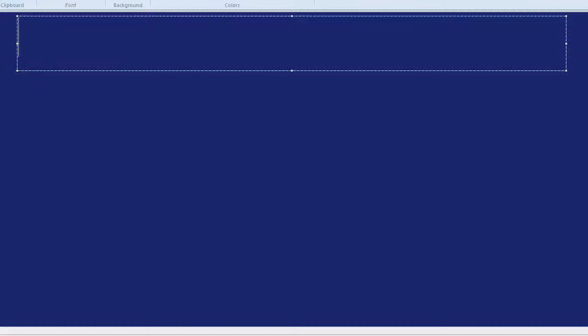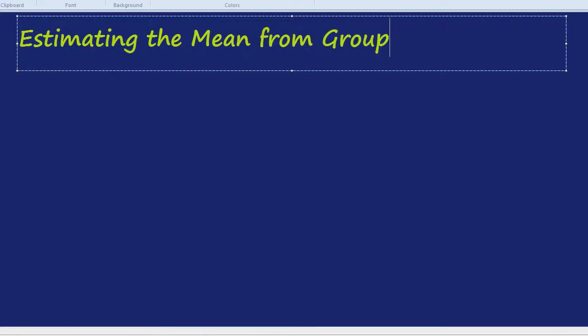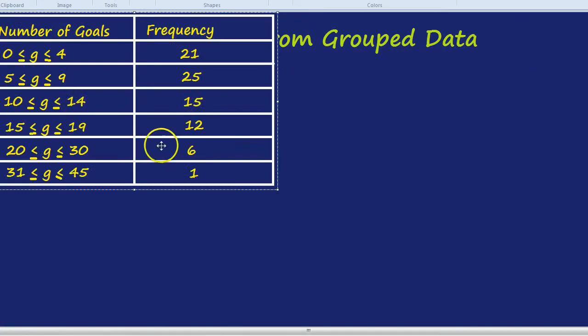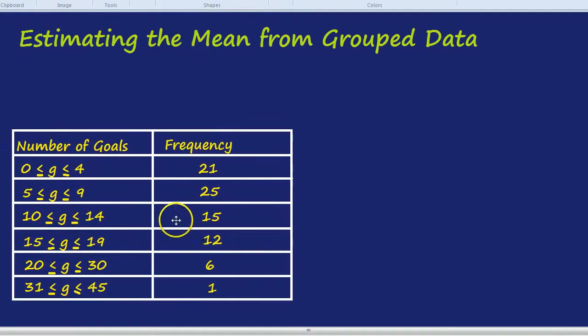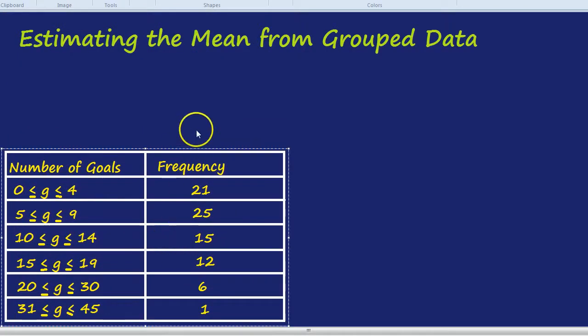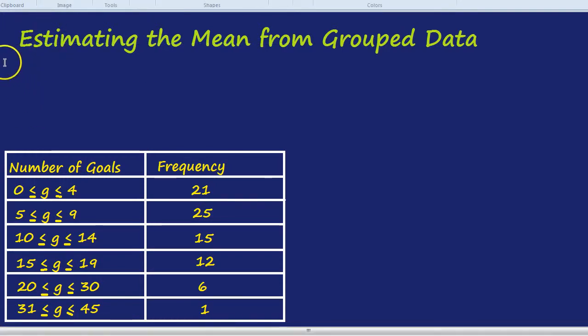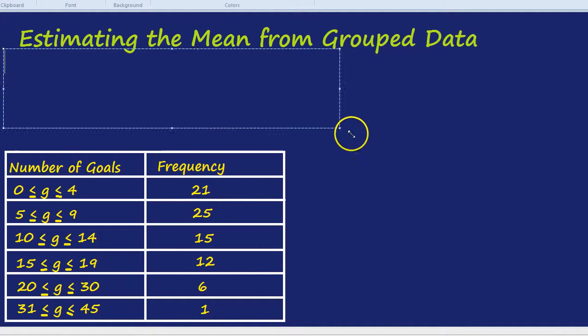This video is going to be on estimating the mean from grouped data. Now, if estimating the mean or grouped data are unfamiliar terms, don't worry, hopefully by the end of the video you might be a bit more familiar with them. First, we need some grouped data to estimate. I've done this table earlier and I'm going to now make up a question based on it. This would be very similar to the type of question you might get in the exam.